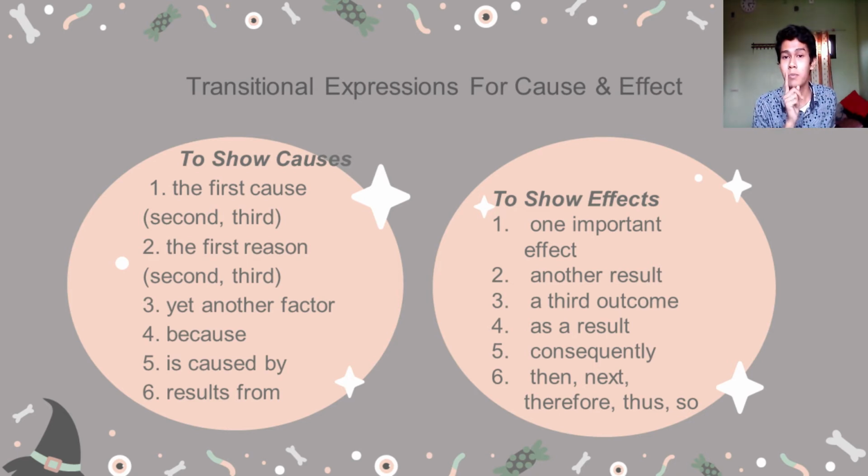One important effect: if you don't sleep well, you will get a headache. Or you can use other transition words such as another result, the third outcome, as a result, consequently, next, therefore, this, and so.